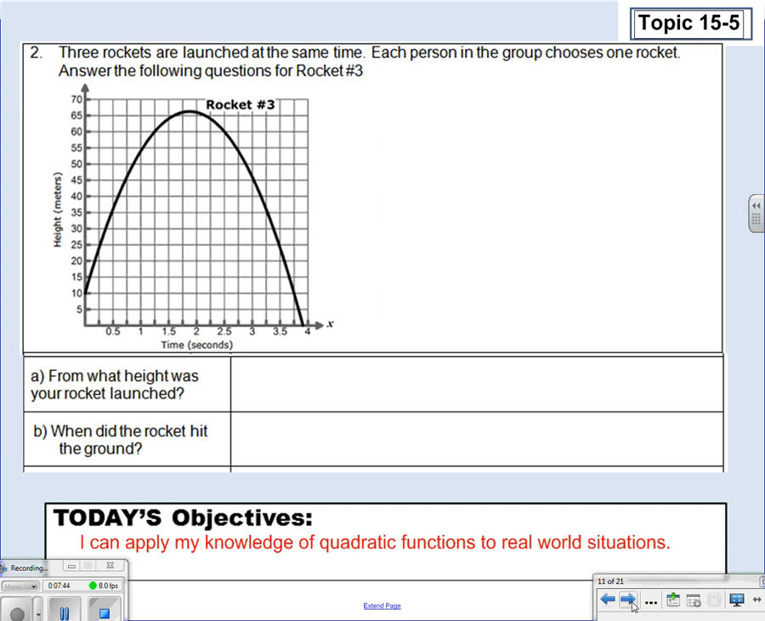Our second example, we have 3 rockets launched at the same time. Each person in the group chooses one rocket and answers the following questions for rocket number 3.